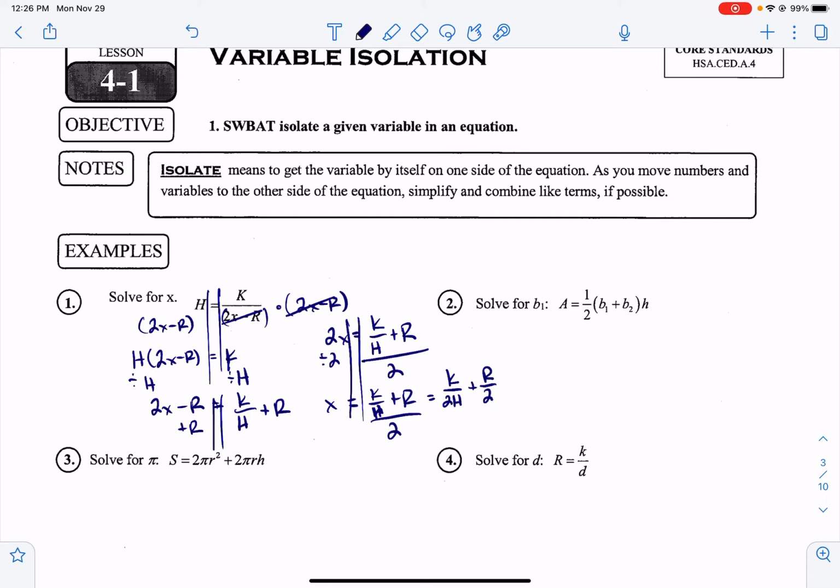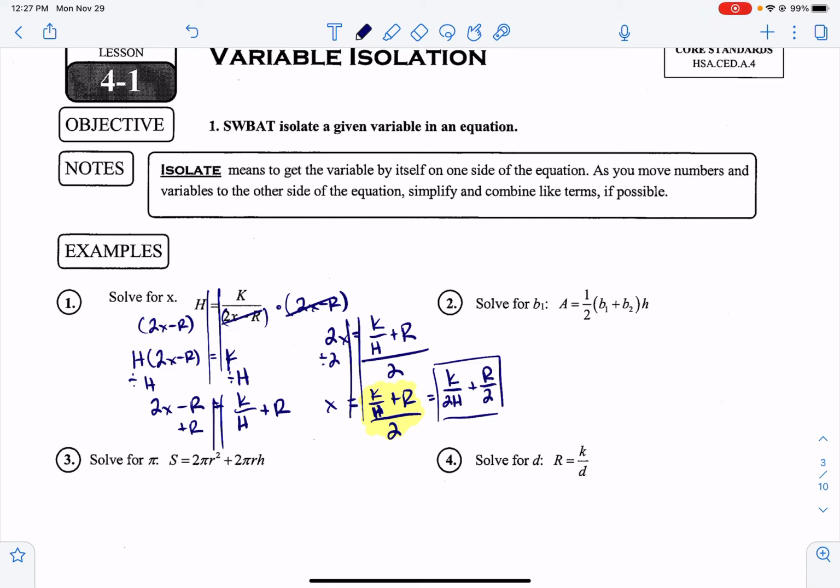So x equals k over 2h plus r over 2. And I'm okay with you leaving it written this way. In fact, on a quiz, you might get partial credit for that one. But if you can simplify it, we like to, all right?